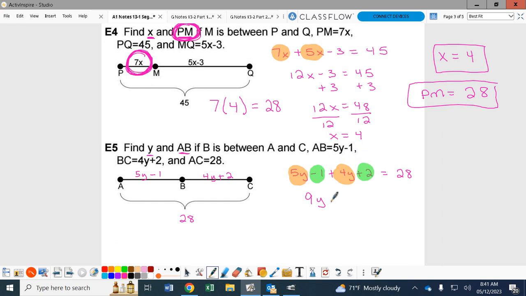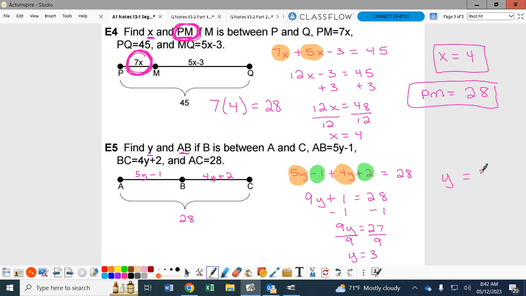What's that going to give you? 1 equals 28. We're going to minus 1 minus, that's a 1. Minus 1 minus 1 is going to give us 9y equals 27. Divide by 9, and y equals 3. That's the first of our two answers.